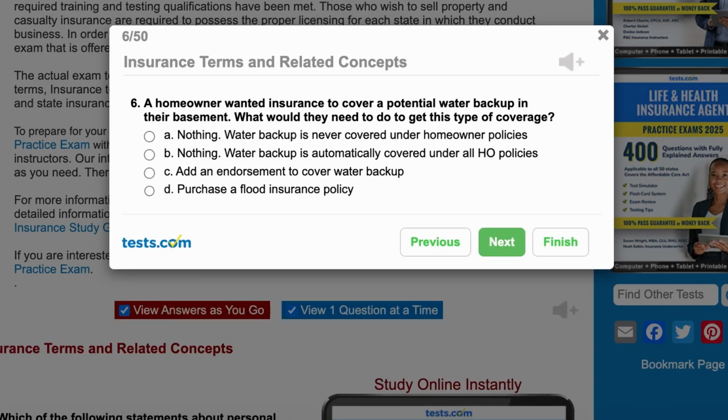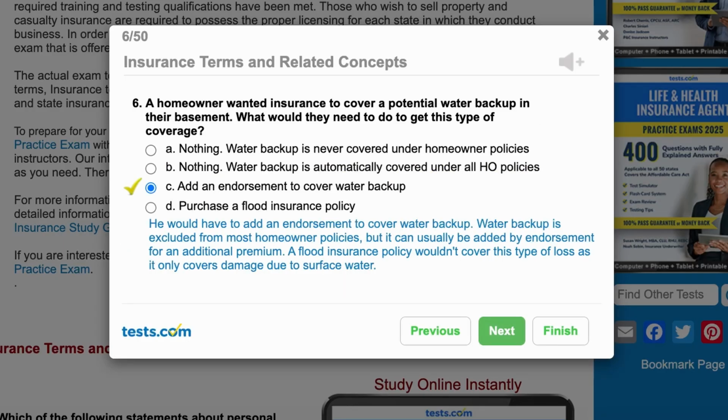Question 6. A homeowner wanted insurance to cover a potential water backup in their basement. What would they need to do to get this type of coverage? A. Nothing. Water backup is never covered under homeowner policies. B. Nothing. Water backup is automatically covered under all homeowner policies. C. Add an endorsement to cover water backup. D. Purchase a flood insurance policy.